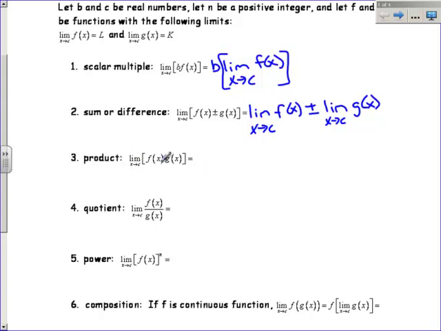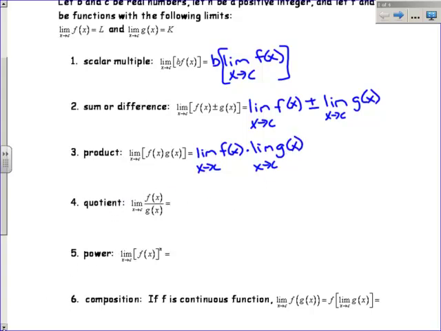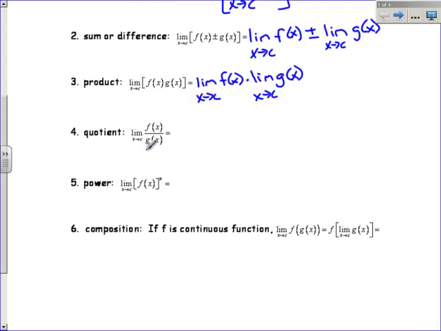Same thing works for product. If I don't want to multiply two things together and then take the limit, I can take the limit of one function and then multiply that times the limit of another. This is going to really cut down on some of the algebra that we have to do. The same thing works out for a quotient, provided that the limit as x approaches c of g of x does not equal 0, because we can't have a 0 down here. But we can also do the limit as x approaches c of f, and then divide that by the limit as x approaches c of g. So we can take the limit of the top and the limit of the bottom and then divide those numbers.